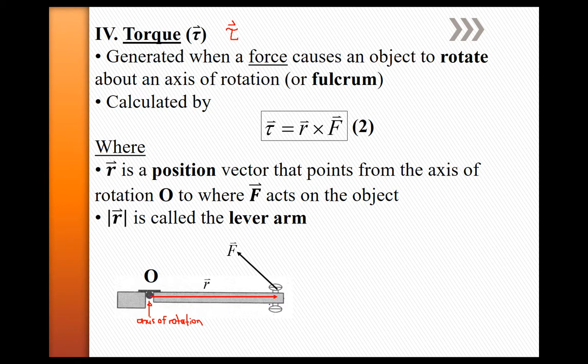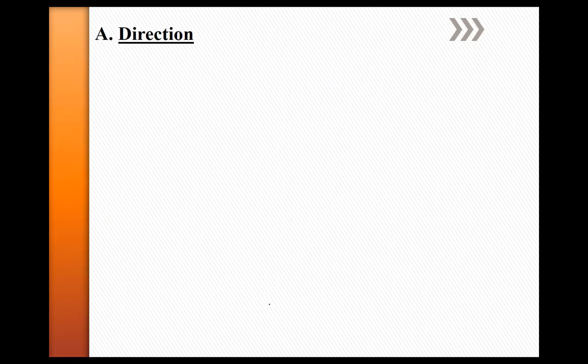So your torque is equal to the cross product of the position vector from the axis of rotation to your force, multiplied by the force itself. Let's break this into two parts though. Torque is a vector, so let's look at both its direction and its magnitude separately, starting with the direction.